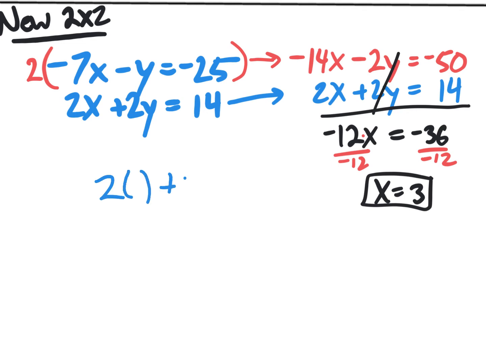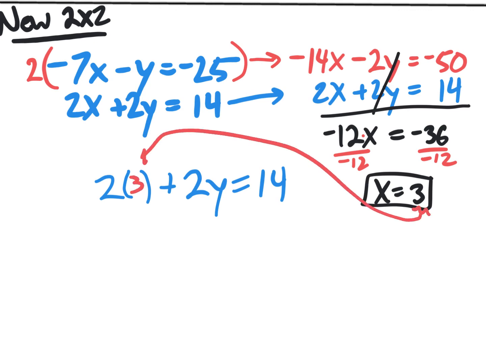All right, so let me write it out. 2x plus 2y equals 14. Just plugging it into the bottom one. I just rewrote it, but I put parentheses instead of this x. Why? Because I know that x equals 3. So my 3, I'm just going to put it right in there. And now I could solve this equation.